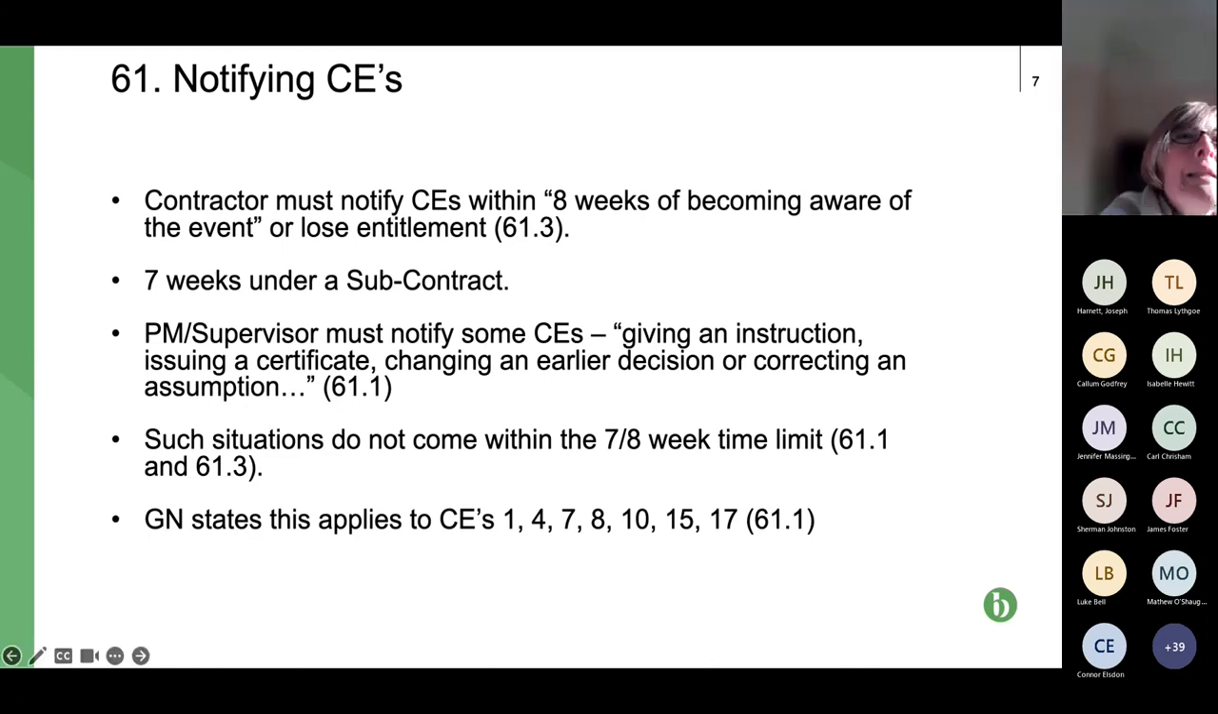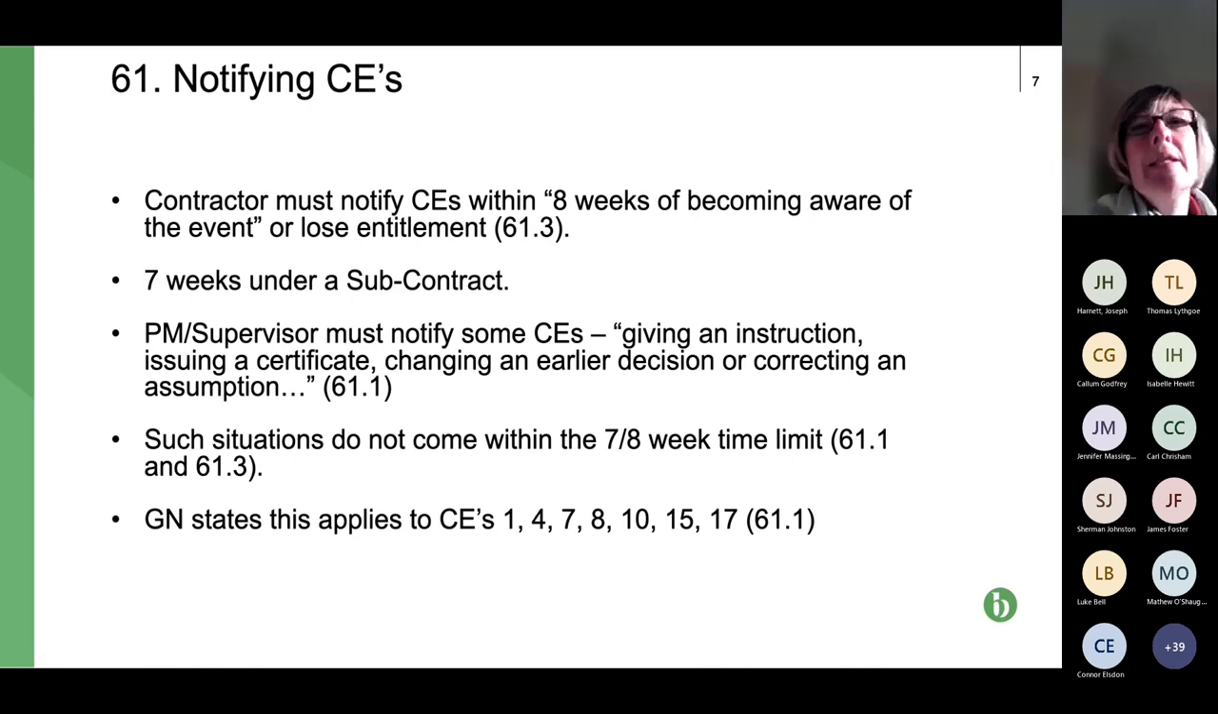There is a little bit of a reprieve for contractors and subcontractors. This is this third bullet point where the project manager or the supervisor, so they're engaged by the client/employer, has to notify some of the compensation events. So these are described as those giving an instruction, issuing a certificate, changing an earlier decision, or correcting an assumption. That's clause 61.1. If you're not clear on which ones they are, then the final bullet point states guidance notes states this applies to those CEs.